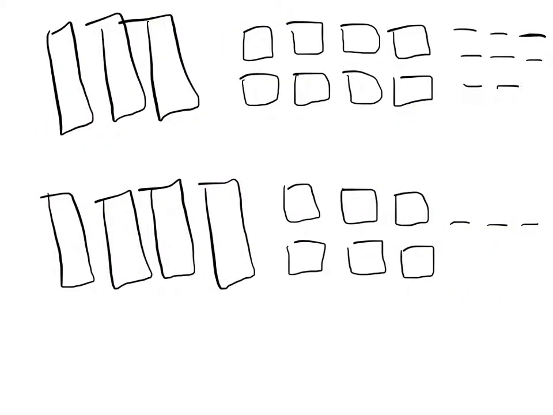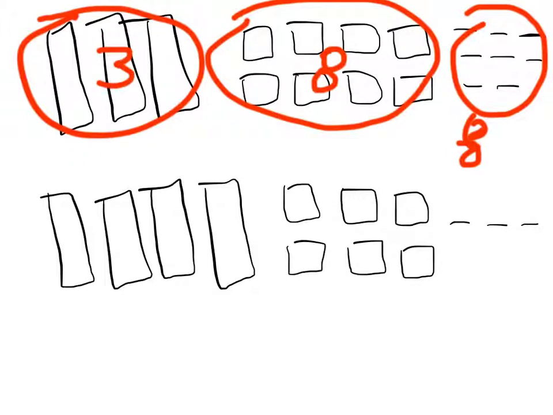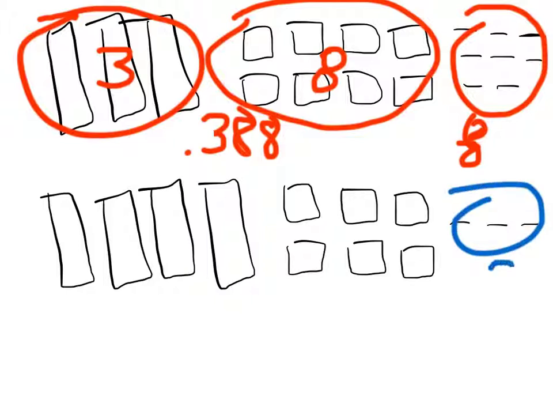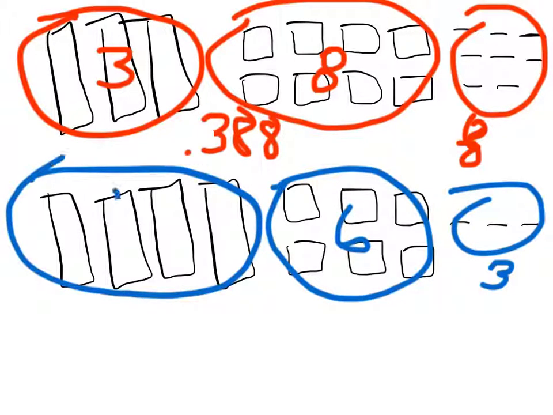Here we'll begin at the top. We have 8 thousandths, 8 hundredths, and 3 tenths. At the bottom, we have 3 thousandths, 6 hundredths, and 4 tenths.